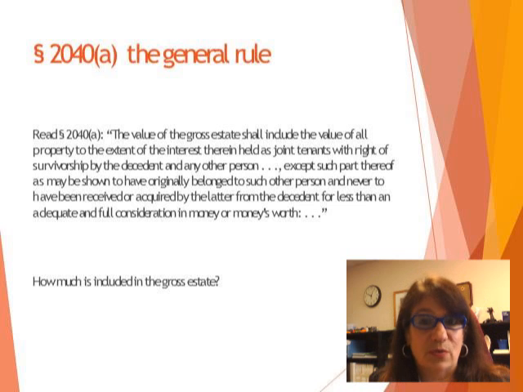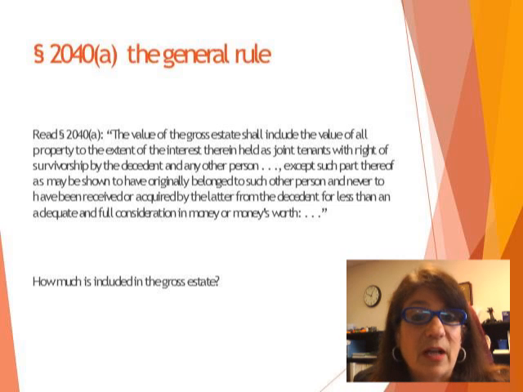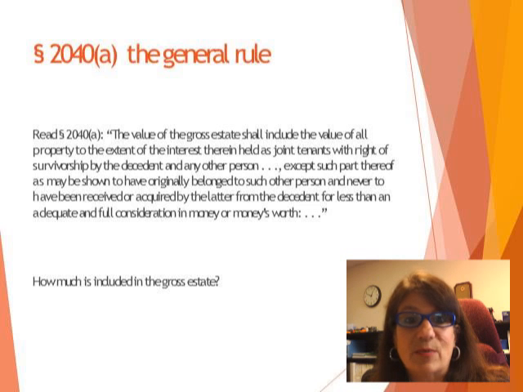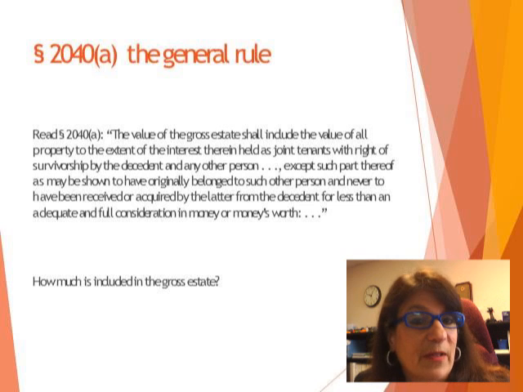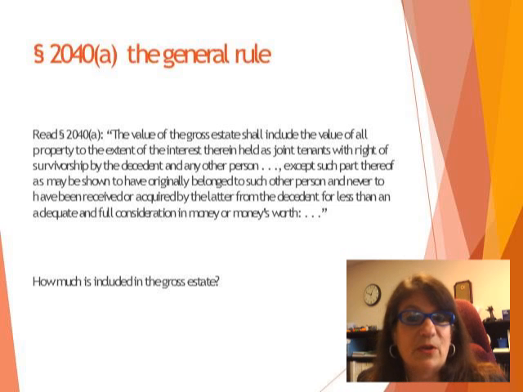Now we'll turn our attention to the general rule in section 2040A. And here is the first part of the statute. The value of the gross estate shall include the value of all property to the extent of the interest therein, held as joint tenants with right of survivorship by the decedent and any other person, except such part thereof as may be shown to have originally belonged to such other person, and never to have been received or acquired by the latter from the decedent for less than an adequate and full consideration in money or money's worth.